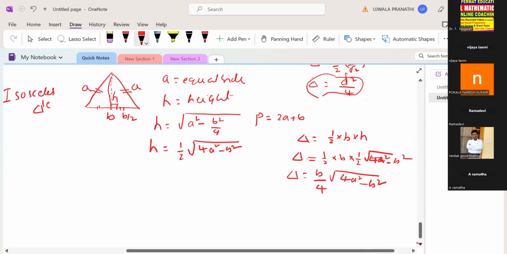So a is the equal side, b is the opposite side base. Then we can find h. Then h is equal to half of square root of 4a square minus b square. Then delta is equal to half into base into height. Problem is a direct చేసాం, but this is the formula. Formula తోటి మనకి ఏం యూజ్ లేదు.